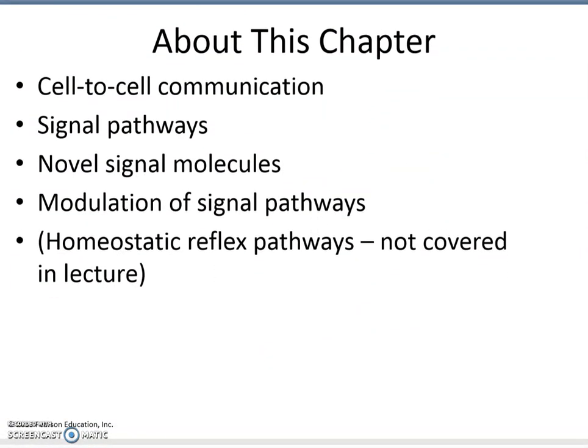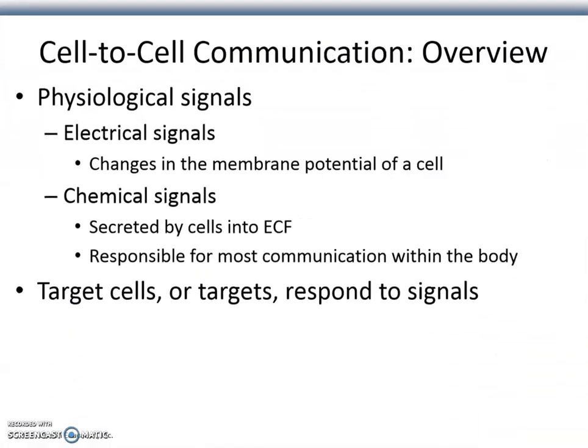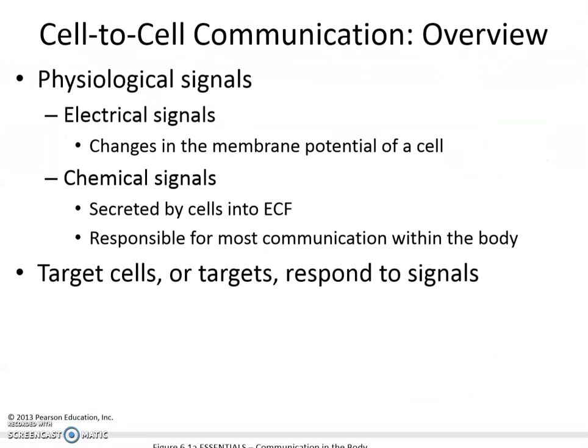It's mostly about cell-to-cell communication, signaling pathways, and how the whole body really communicates, not just cell to cell, but from one place of the body to the next. And we're going to take a look at signal transduction pathways as well. So the overview here, cell-to-cell communication. There are two principal ways that physiological signals can be communicated, and that will be electric signals or chemical signals.